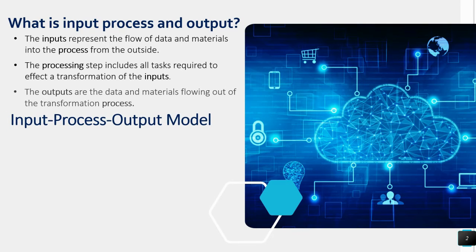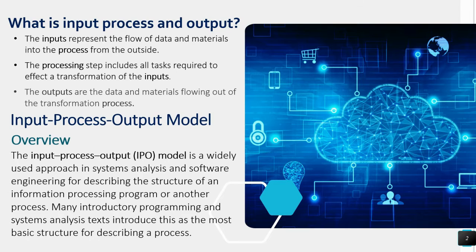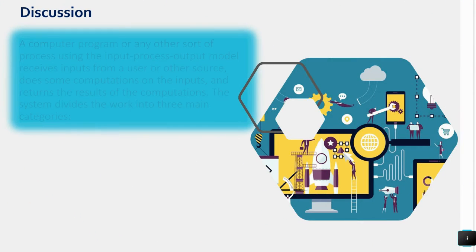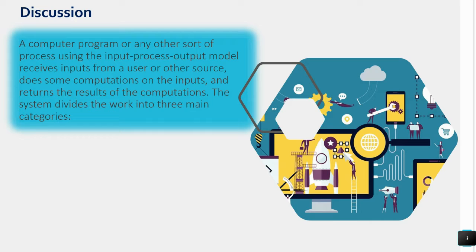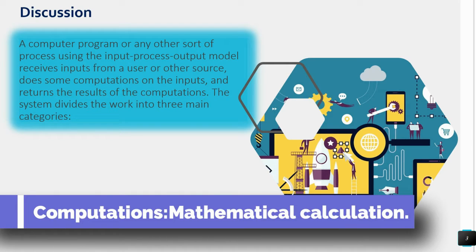Input, process, output model. The input, process, output model is a widely used approach in systems analysis and software engineering for describing the structure of an information processing program or another process. Many introductory programming and systems analysis texts introduce this as the most basic structure for describing a process. A computer program or any other sort of process using the input, process, output model receives inputs from a user or other source, does some computations on the inputs, and returns the results of the computations.